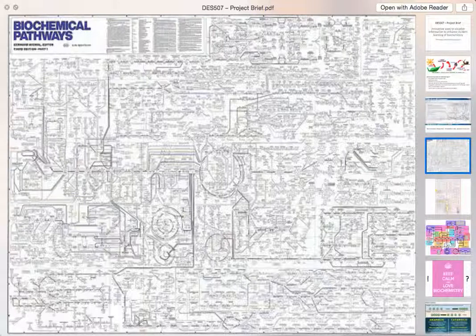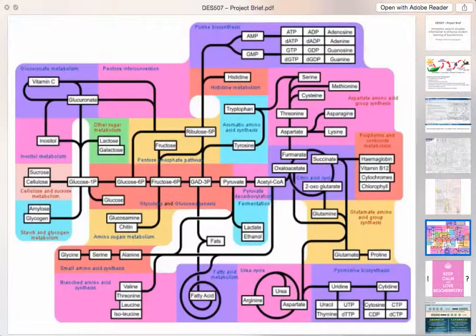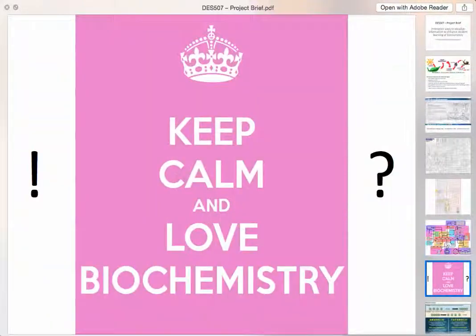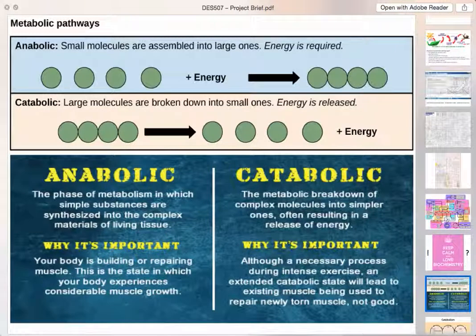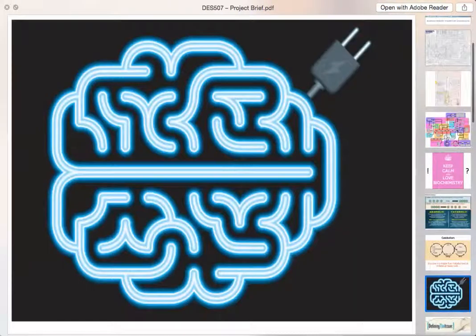These are the sorts of diagrams given to biochemists. Complicated? Yes. Keep calm and love biochemistry. These images, graphics are very complicated and not visually appealing to an audience. How do we plug our minds into the information?